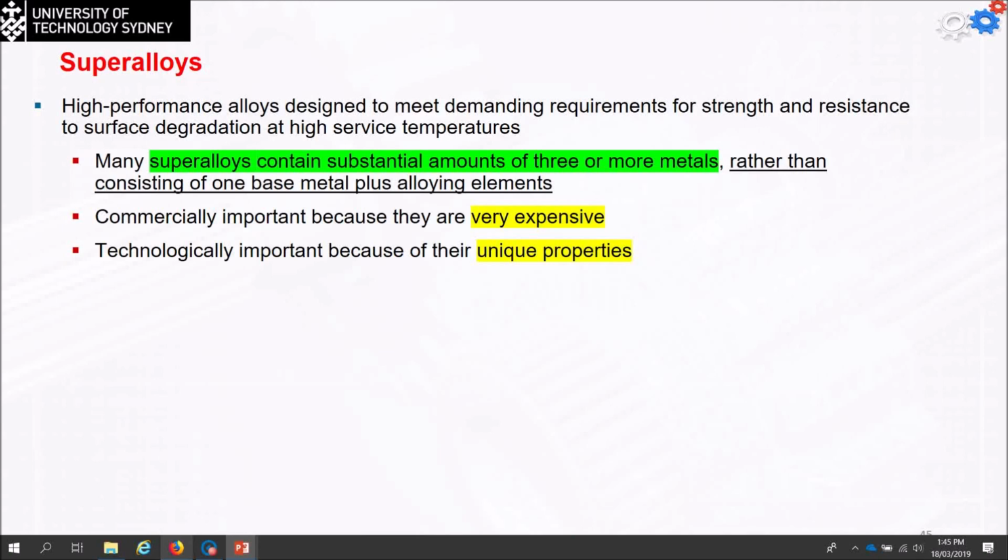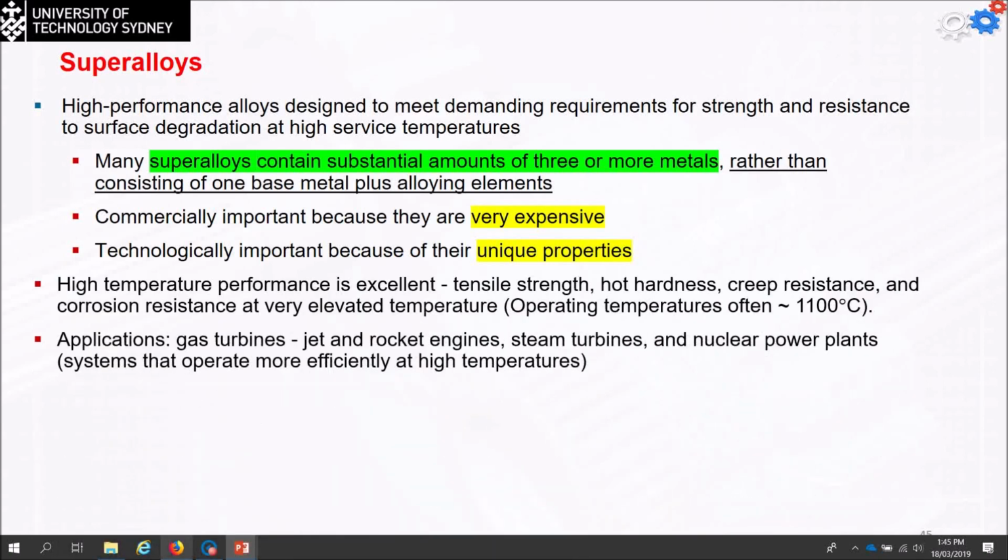High-temperature performance is excellent: tensile strength, hardness, creep resistance, and corrosion resistance at very elevated temperatures, which can be up to 1,100 centigrade. So we're talking about power plants where the temperature is normally above 1,000 degrees. The applications are gas turbines, jet and rocket engines, steam turbines, and nuclear power plants.